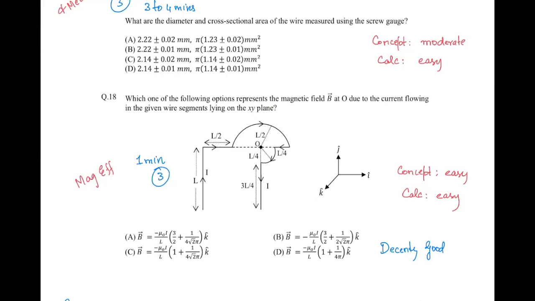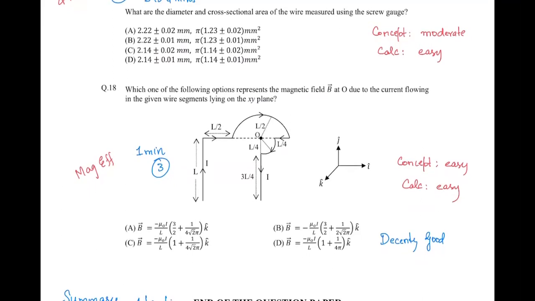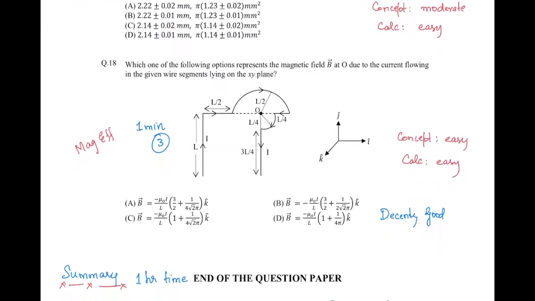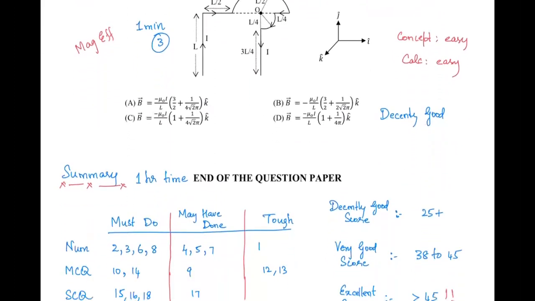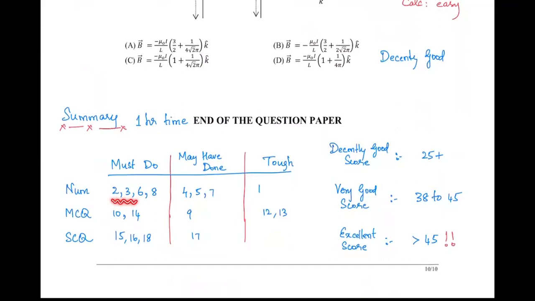let me tell you what the question numbers are, I am just showing below. In 1 hour time, what could have been done, you can see a table over here, right? So from numericals, as per my predictions, 2, 3, 6 and 8, these should have been done in the test itself. From MCQ, 10 and 14 should have been done. From single correct type, 15, 16 and 18 should have been done. The other ones, they are a little bit time consuming, so you need to decide how they have to be tackled within the testing scenario.